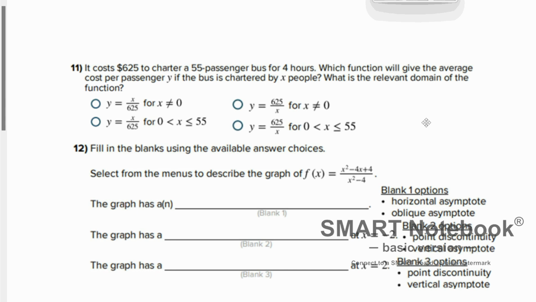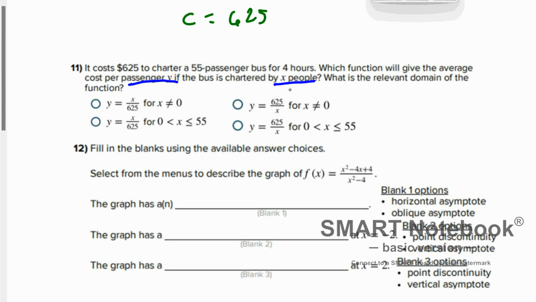Number 11 here. It costs $625 to charter a 55-passenger bus for 4 hours. Which function will give you the average cost per passenger? So per passenger, the cost is equal to 625, and then we want to divide that by per passenger.